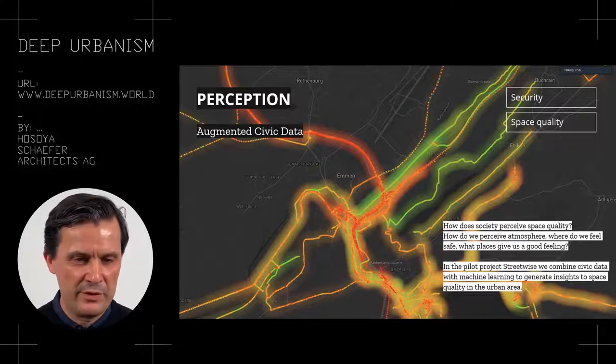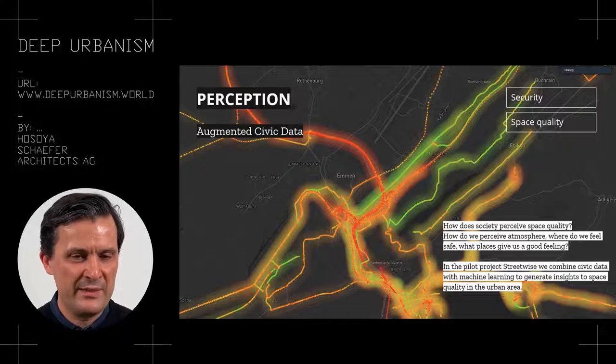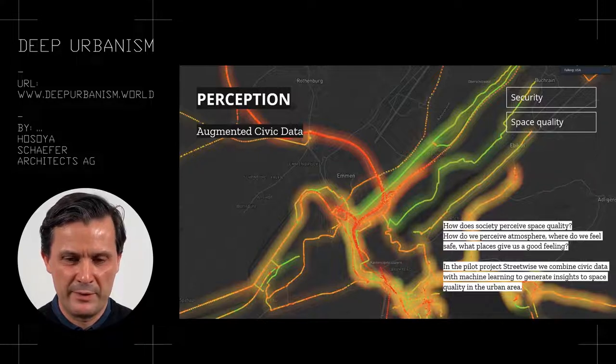And what is beautiful, of course, is that it's kind of augmented civic data. So we have civic data as an entry point, 30,000 of them, and we turn that by machine learning into an augmented civic desire, right? It's a kind of representative democracy augmented by machine learning.